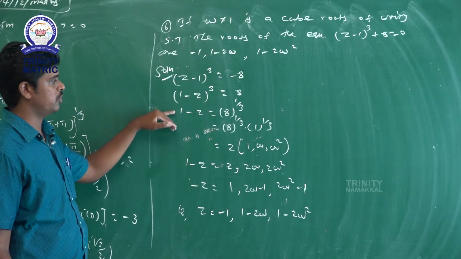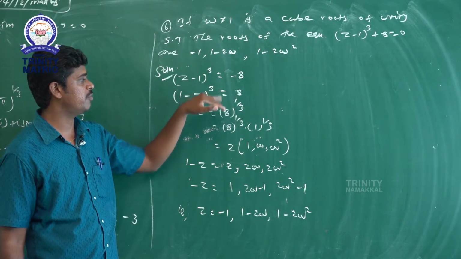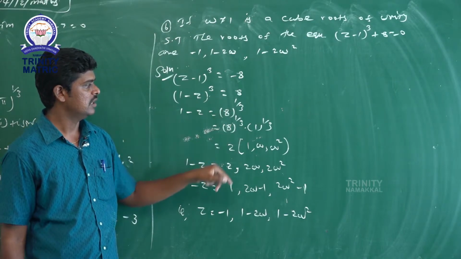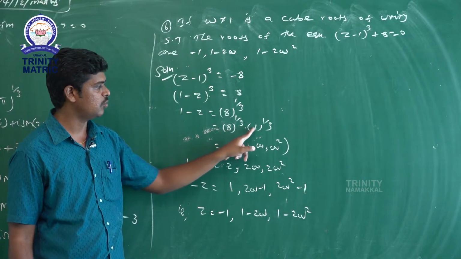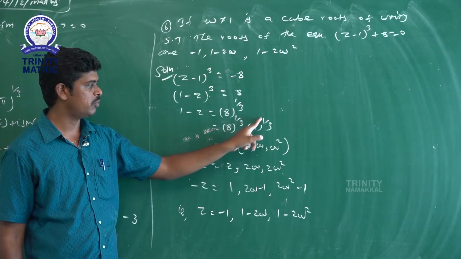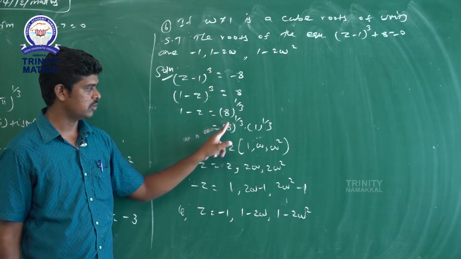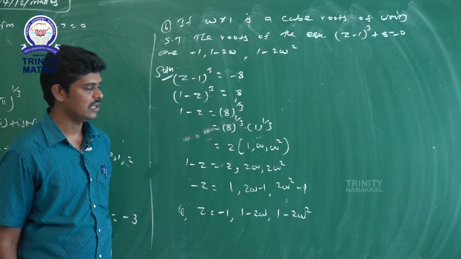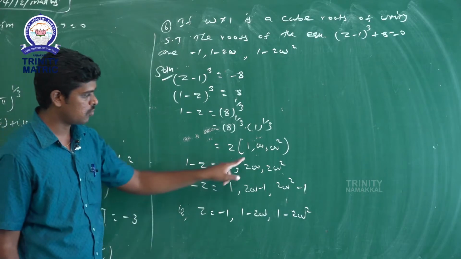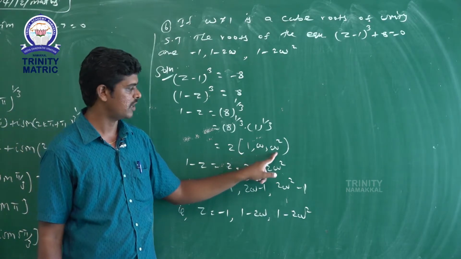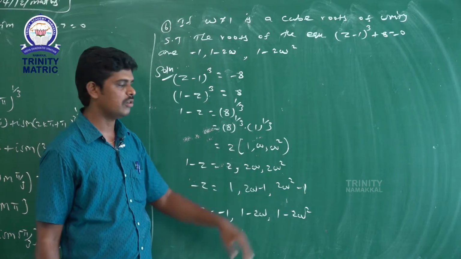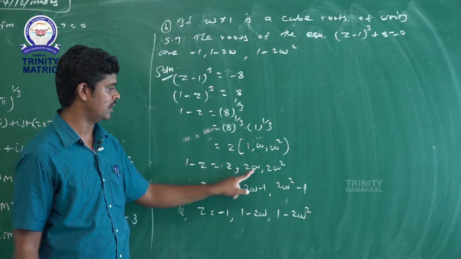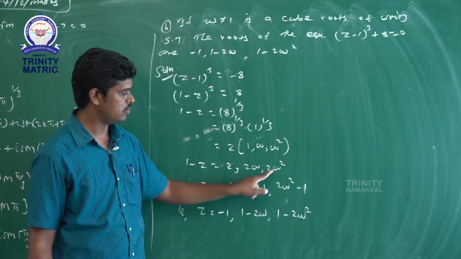Next, cube root on both sides. 1 minus z whole cube whole power 1 by 3. The 3 cancels. So remaining, 1 minus z is equal to 8 power 1 by 3. Here 8 can be written as 8 into 1. So 8 power 1 by 3 into 1 power 1 by 3. Here 8 means 2 cube, so the cube and 3 cancel. So finally we get 2, and then 1 power 1 by 3. Already we know the cube root of unity values. First one 1, second root omega, and third root omega squared. These are the 3 values of cube root of unity. Next, multiply by 2: 2 into 1 is 2, 2 into omega is 2 omega, and third root 2 into omega squared is 2 omega squared.